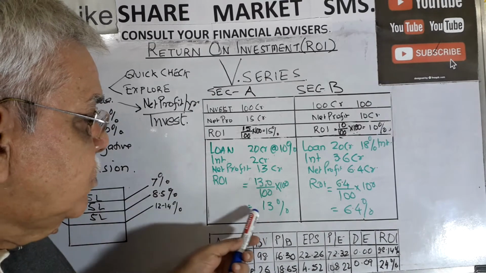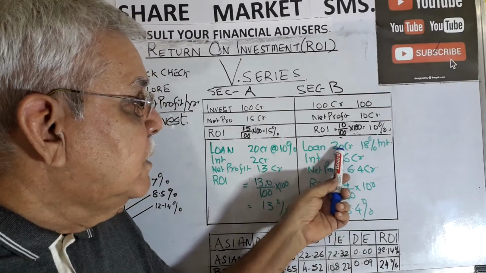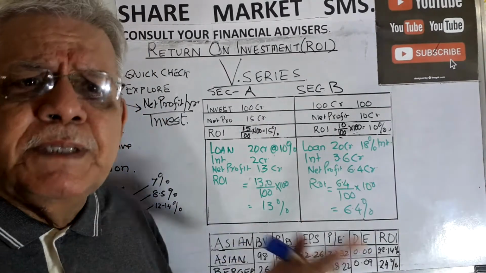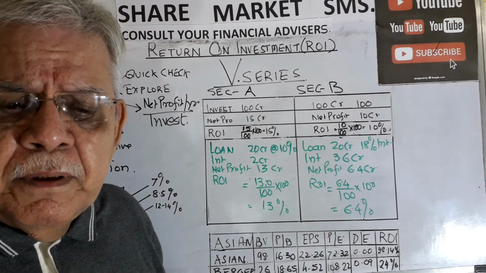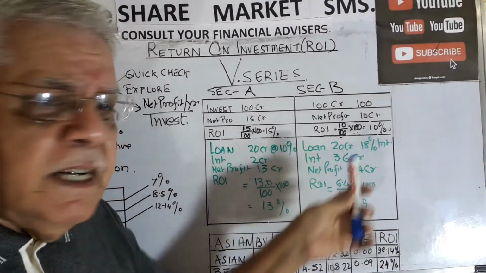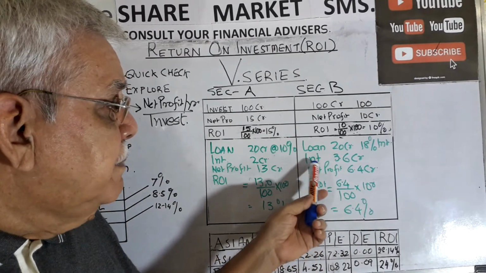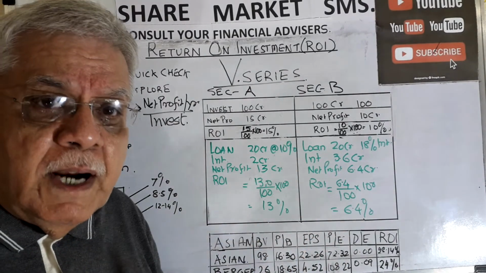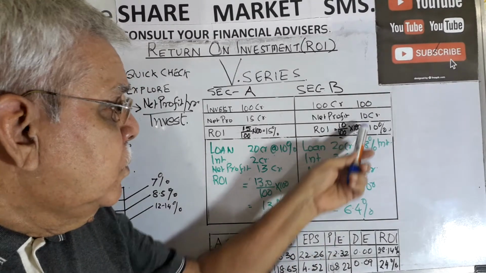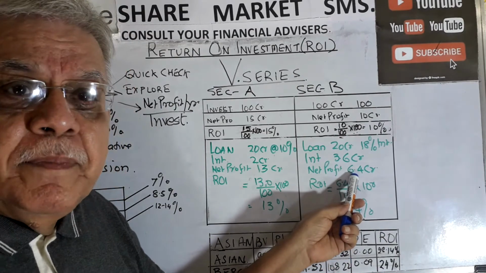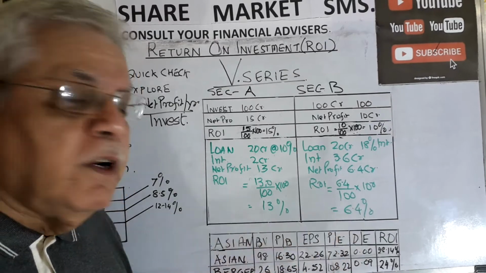If you take the percentage, this will be 13%. Similarly, in sector B, the loan amount is 20 crore at 18%. Maybe some steel company or some mining company or some aviation, where the company has to take a lot of loans and the interest rates are high. So on 20 crore, 18% is the interest amount. That means 3.6 crore the company is liable to pay every year. So 10 crore minus 3.6 crore is 6.4 crore, which is the net profit. In percentage terms, it will be 6.4%.